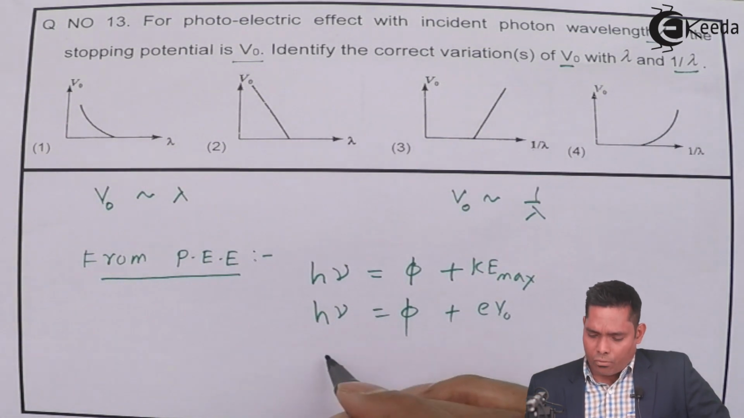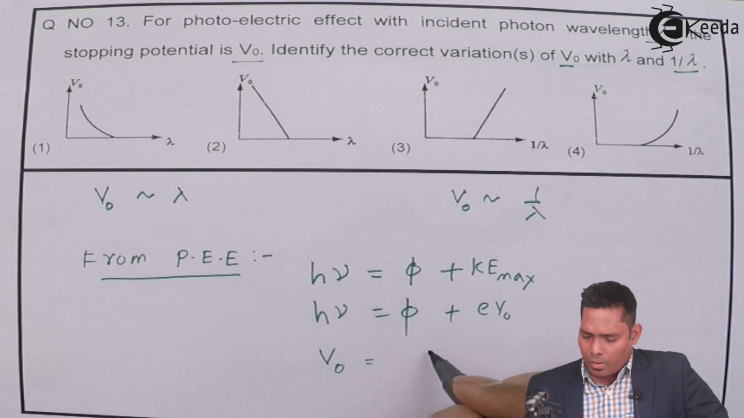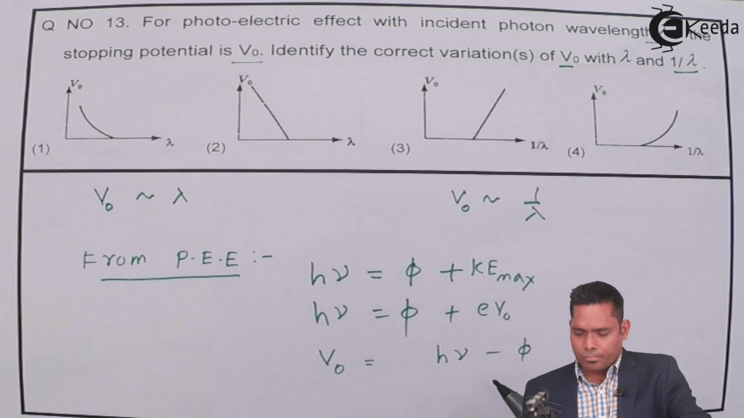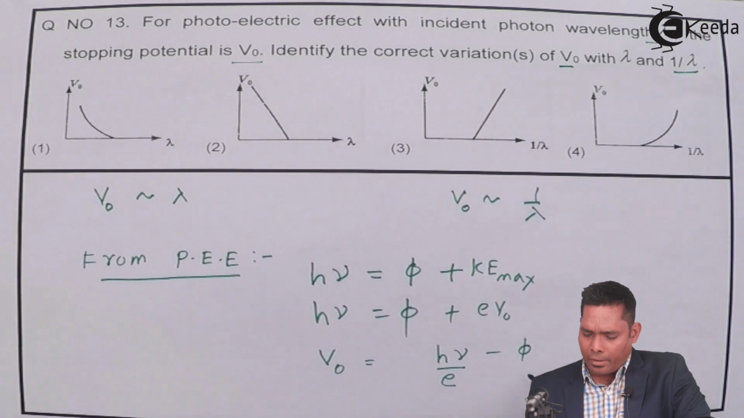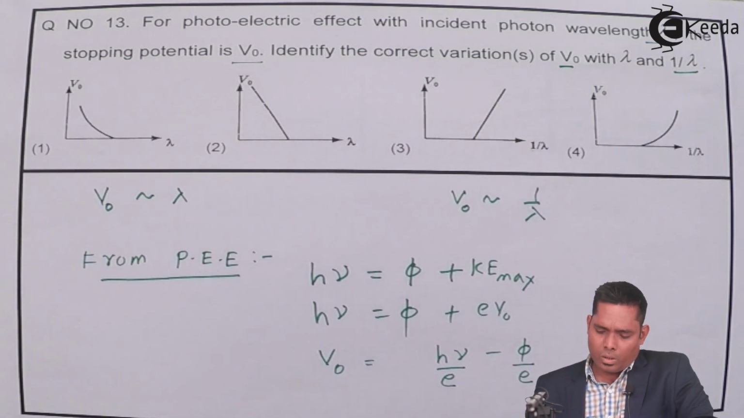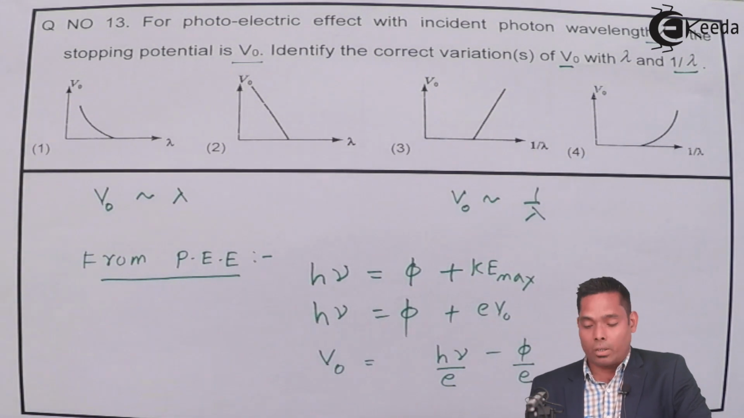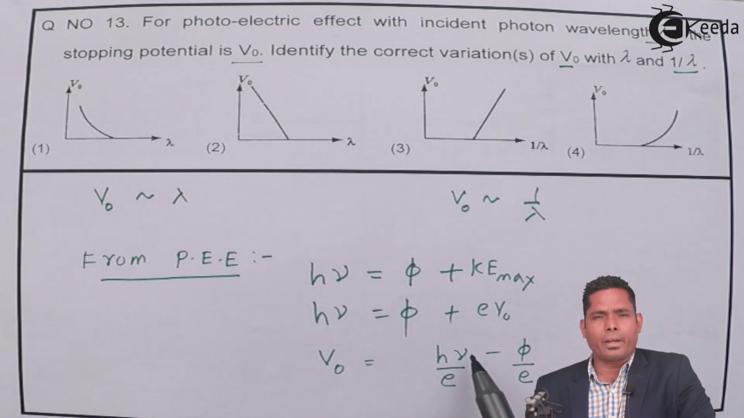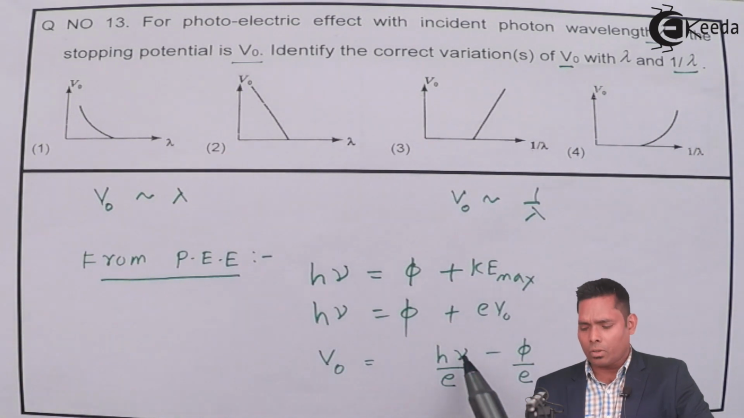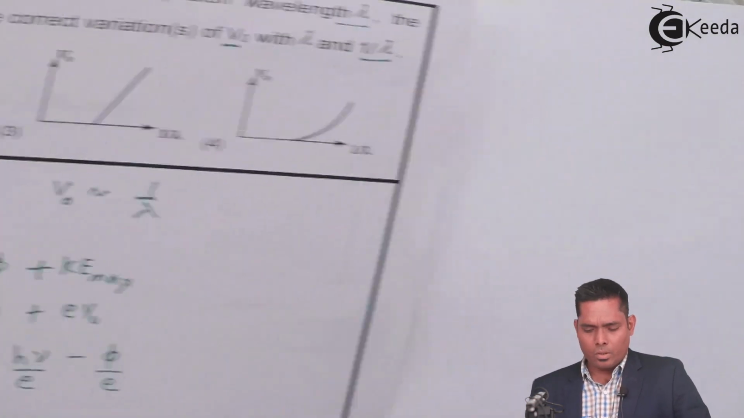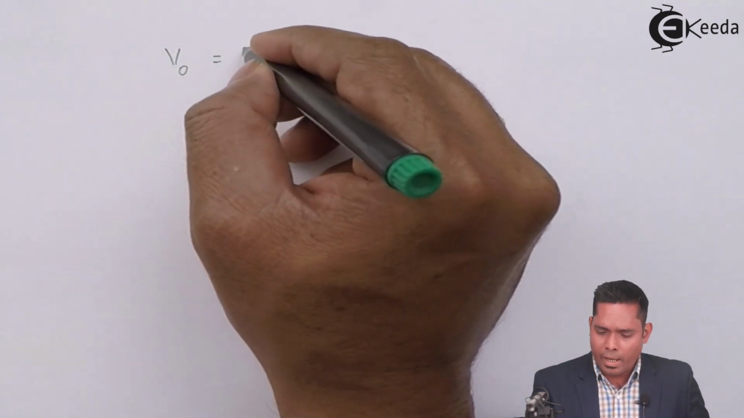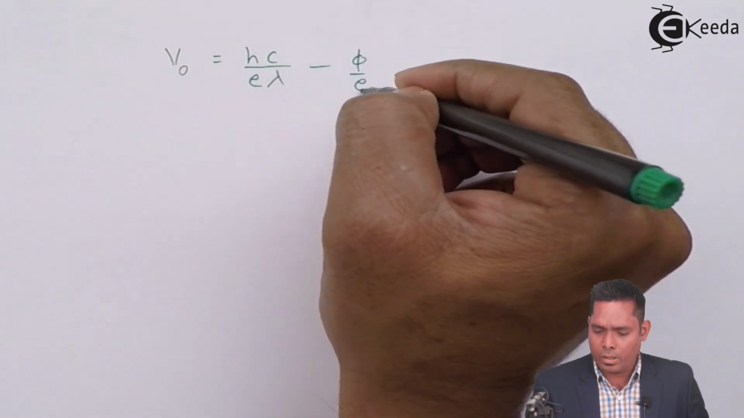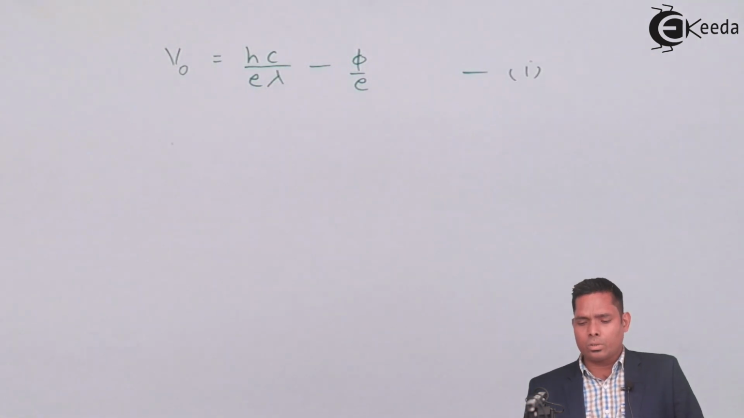Now from here I can write that V naught will be equal to (h mu minus phi) divided by e. This is the equation from which we are going to plot the curve. This is the frequency of the incident light, so we have to find the expression in terms of wavelength. Writing frequency as c by lambda, V naught equals hc by lambda e, minus phi over e. This is equation number 1, and that is used to plot the curve.